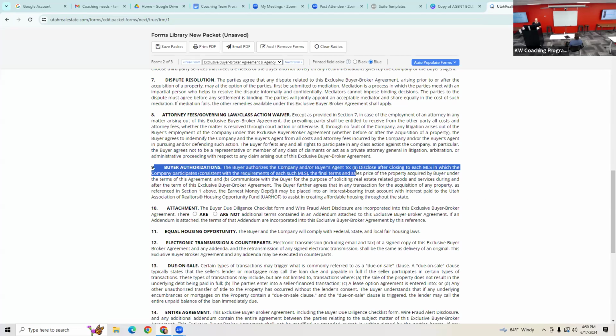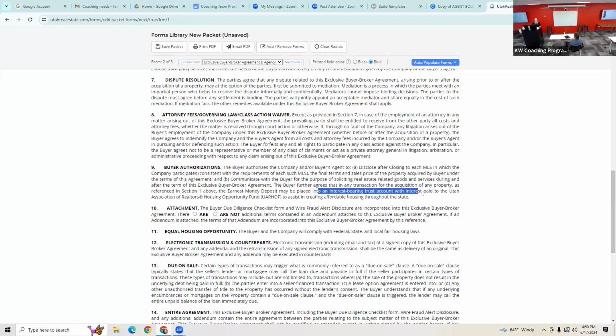This also says that you authorize us, when we hold your earnest money, to put it into an interest-bearing account. It's only held there for 30, 45 days, but there could be some interest that accrues. And then we actually donate that money to what we call UAR HOF, so that helps us create affordable housing throughout our state. So it's not a lot of interest, but when we do get it, we donate it.